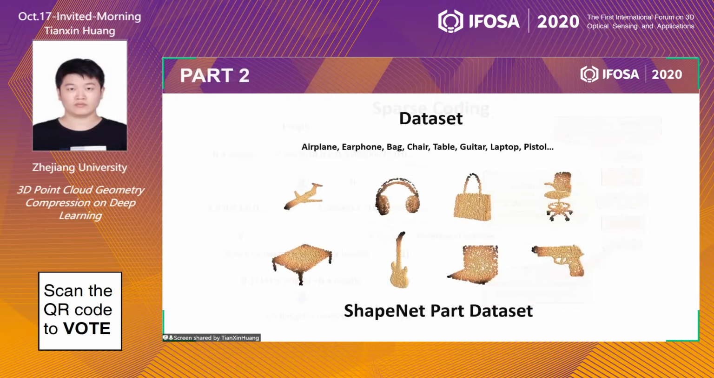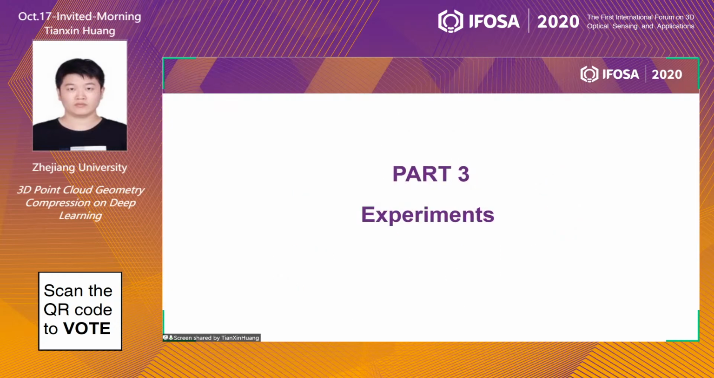And our work is based on the ShapeNet part dataset containing 16 categories from the whole ShapeNet dataset. Each model consists of 2,048 points sampled on the triangles from the corresponding mesh models. The formats are unordered coordinates. So this is our methodology.